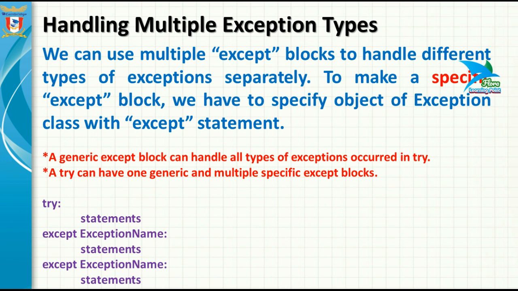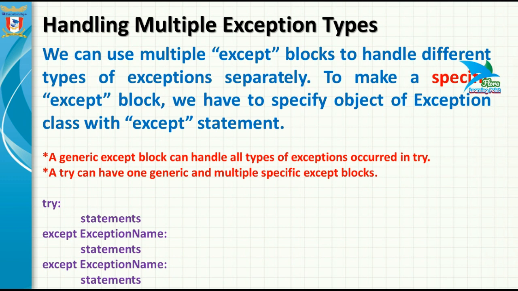As we discussed in the previous session, the try block is used to avoid the termination of a program, and a try block is always followed by an except statement that works as an exception handler. The except block always executes in response to an exception that occurred in the try block. There are basically two types of except blocks. One is generic: a generic except block can handle all types of exceptions occurring in the try block. The second is the specific except block, which can handle only the specified exception occurring in a try block.